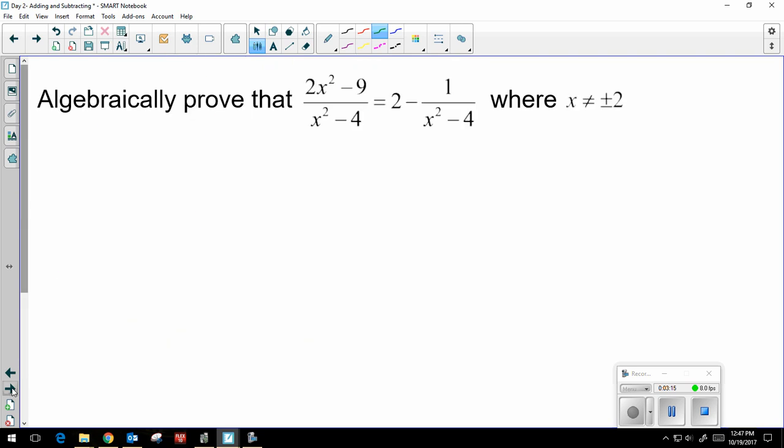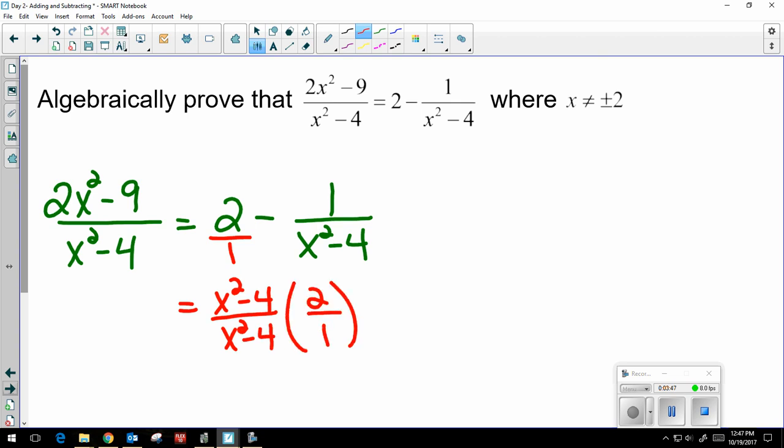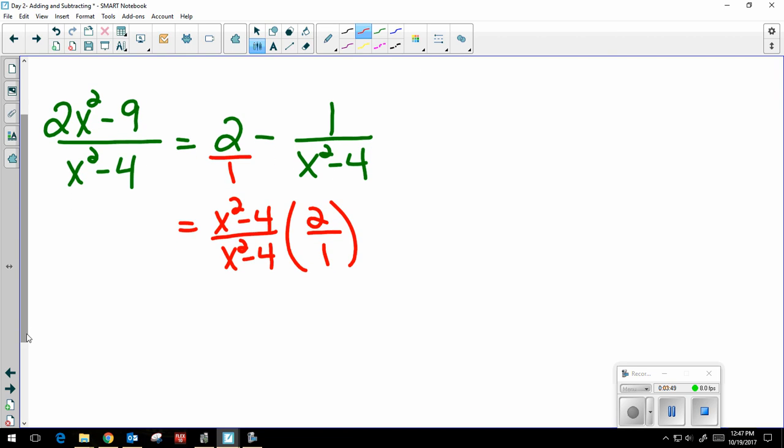Let's take a look at one more example. Algebraically prove that 2x squared minus 9 over x squared minus 4 is equal to 2 minus 1 over x squared minus 4, where x does not equal positive or negative 2. So I'm going to start by writing this as 2 over 1, and then I'm going to multiply by what's missing. This is missing an x squared minus 4. And remember, when you are multiplying by what's missing, you have to multiply in the numerator and the denominator to keep that balance.